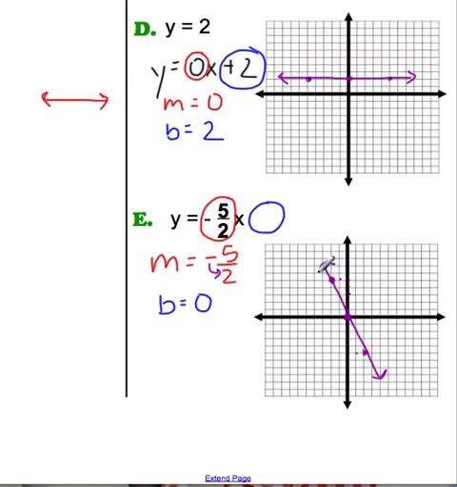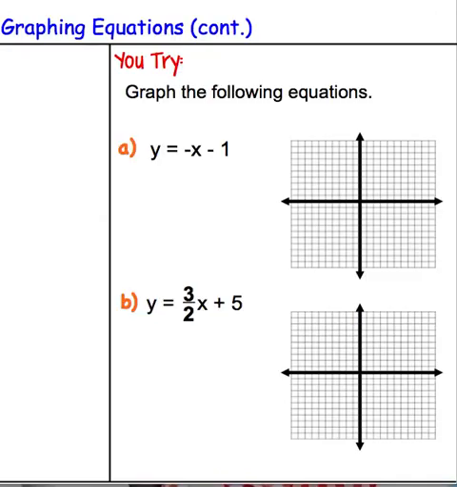And there you go. So the thing that you have left to do is to try these two problems, solve them yourself, graph them, and then go ahead and check them with me, write your summary, and bring them to class tomorrow.